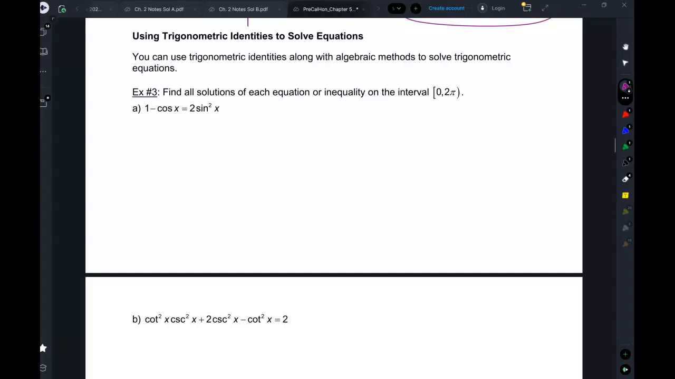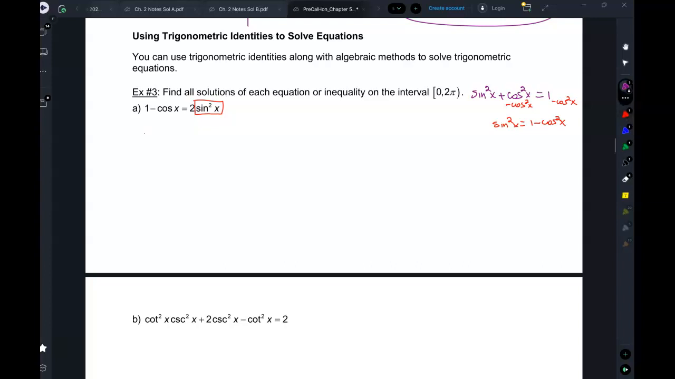So what is a Pythagorean identity that connects sine and cosine? Let's see. So we have sine squared x plus cosine squared x equal to 1. So what I want to do is replace that sine squared x. If I rearrange this identity, subtract cosine squared x from both sides, look at what I get. Sine squared x is equal to 1 minus cosine squared x. Hang on, stay with me, you'll see what I'm doing.